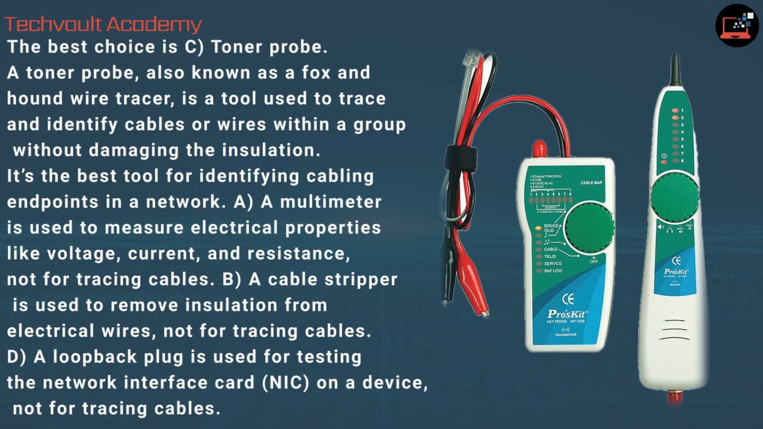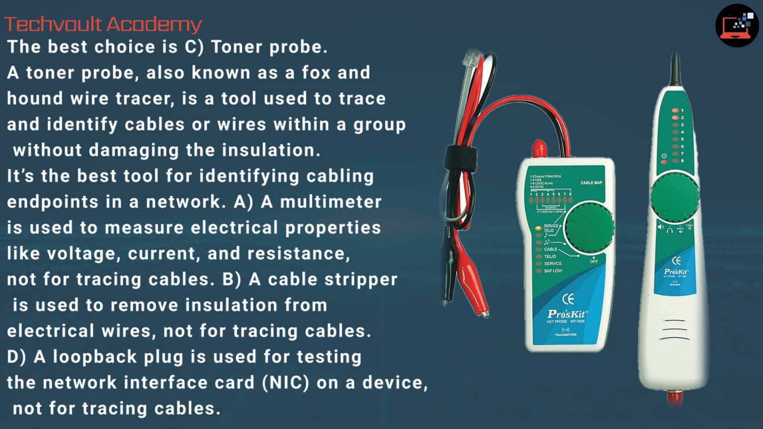The best choice is C, toner probe. A toner probe, also known as a fox and hound wire tracer, is a tool used to trace and identify cables or wires within a group without damaging the insulation. It's the best tool for identifying cabling endpoints in a network.